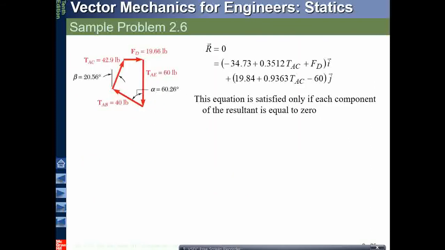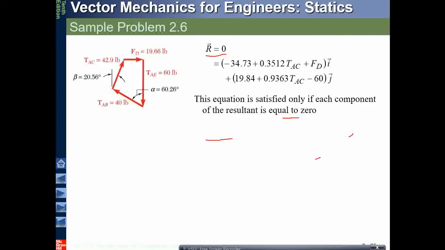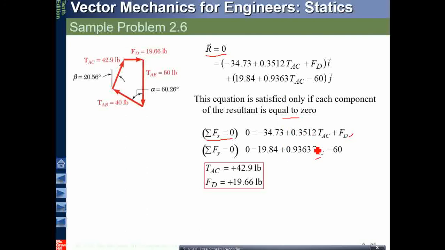This is made. And finally the equation is satisfied and the resultant is equal to zero, and the summation of all the forces along the X direction is equal to this. So FD can be obtained. And TAC is also unknown, this can also be obtained. These are the two equations, two unknowns, which can be easily obtained. So this is how the solution of the problem should be approached.